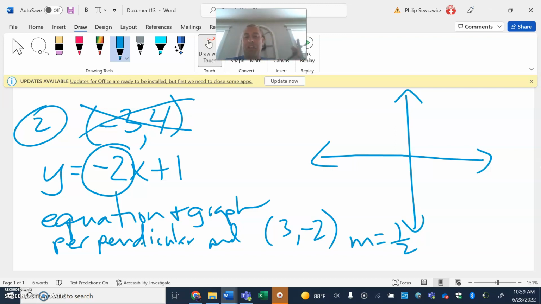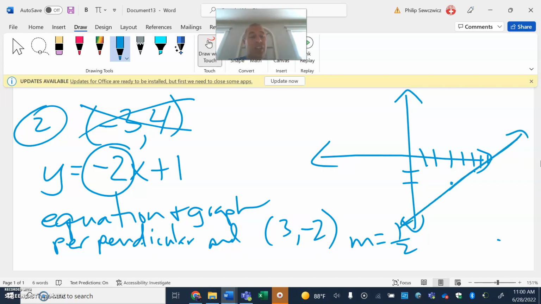So, I do know I want to go through the ordered pair 3, negative 2. So, 1, 2, 3, down 2. There's that point right there. I know the slope is 1/2. I'm going to rise 1 and run 2. So I've got my graph.